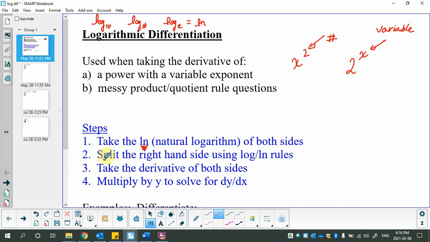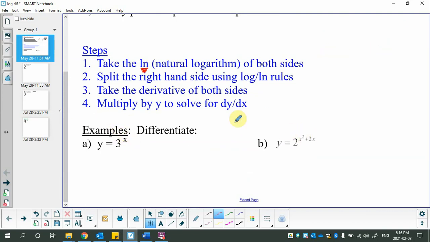The next thing you do, and this is the part that should scare you, especially if you don't remember your logarithm rules, which you could go over using any of the stuff that I put on the Google site. You could go back to the advanced functions section. You split the right-hand side, so that is this side, using log or ln rules. They are the same, so I can say that. Then you take the derivative of both sides, and this is actually a place where people screw up because it's so easy. And then you multiply both sides by y to solve for dy by dx, and we'll see how that works in a second.